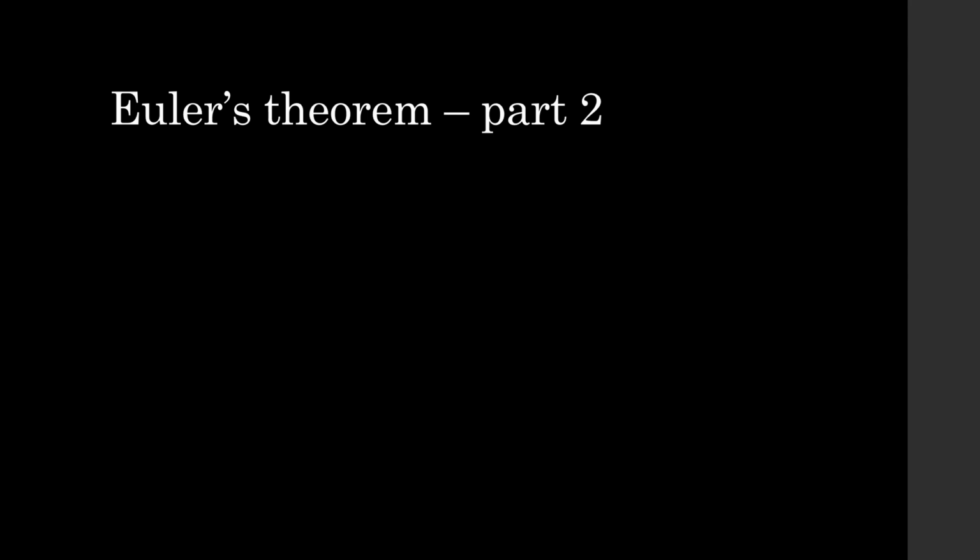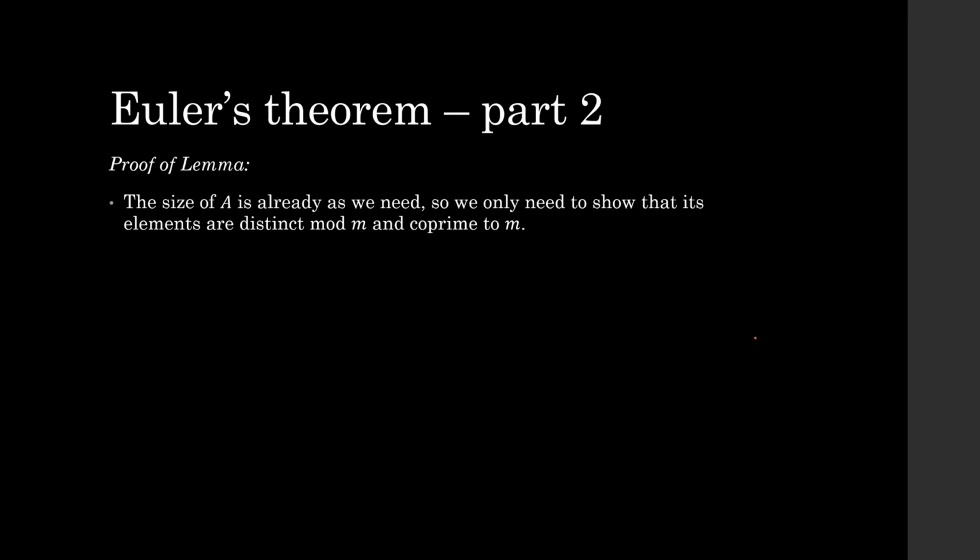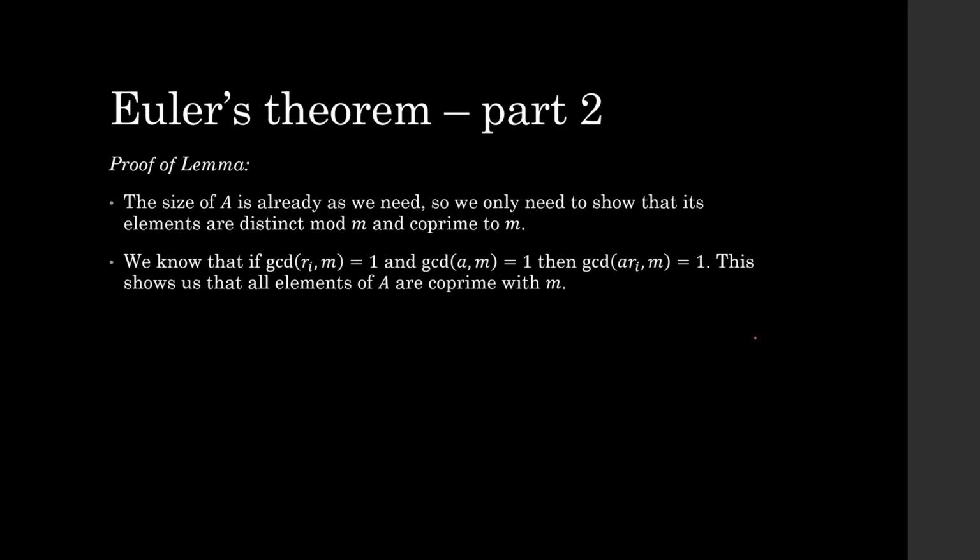So let's see what we can do with that, if PowerPoint would load. Okay, so the proof of the lemma. The size of the new set is already as we need, right? Because we've already got 1, 2, 3 all the way to k. So we don't even need to show that it has the size of a reduced residue system. All we really need to show is that its elements are distinct mod m and that they're co-prime to m.